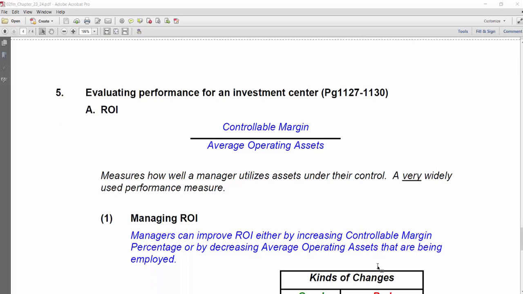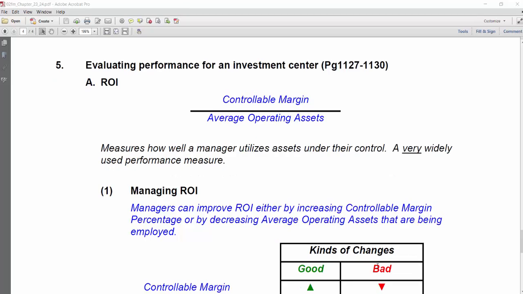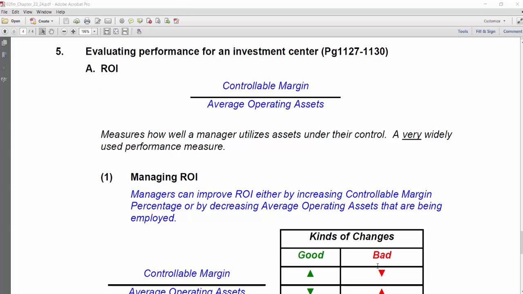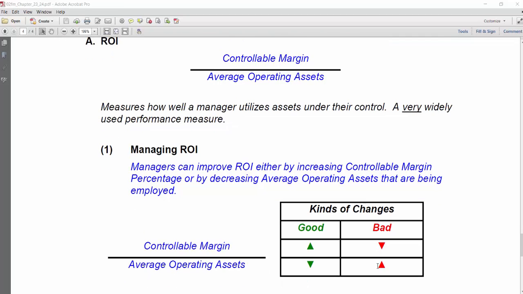Now, things that can make that ROI improve, things that make the numerator bigger or the denominator smaller, will get you a higher percentage. So good changes would be, for example, controllable margin going up. Bad changes would be it going down. Good changes would be average operating assets going down. Bad changes would be it going up.